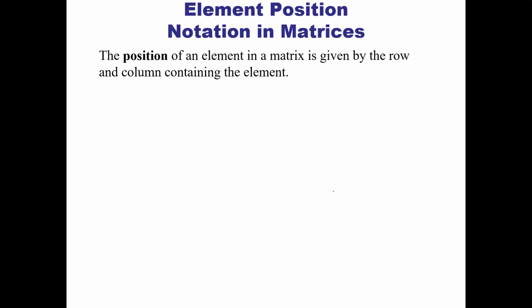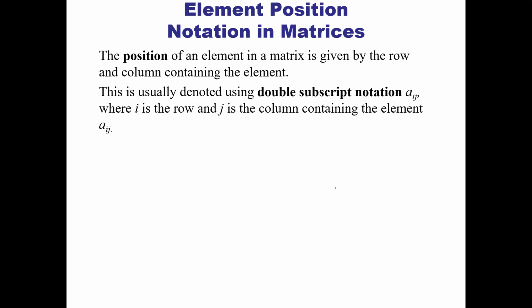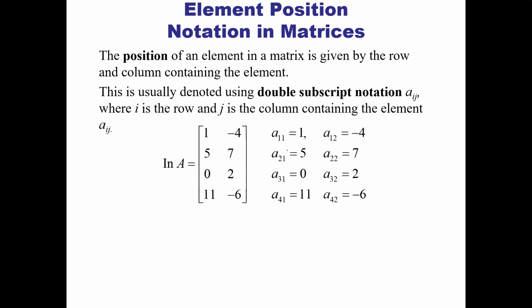Now, the position of an element in a matrix is given by the row and column containing the element. This is usually denoted by a double subscript notation a_ij, where i is the row and j is the column containing the element a_ij. So if this is our matrix A, this is going to be a11, a21, a31, a41. This will be a12, a22, a32, and then a42. Again, doing row, then the column.